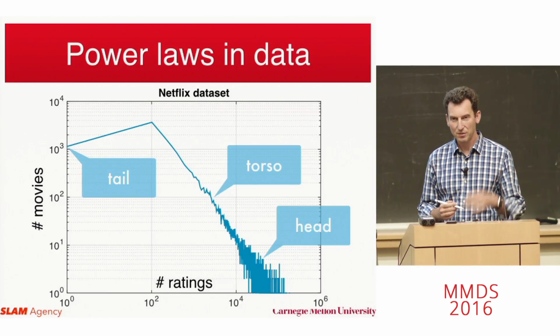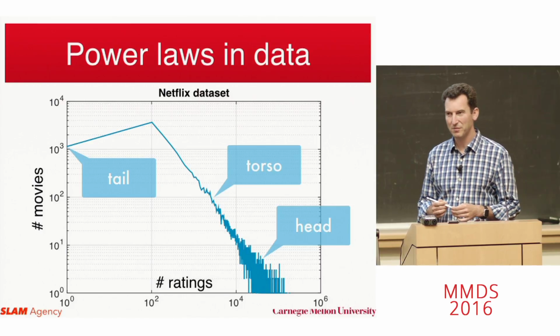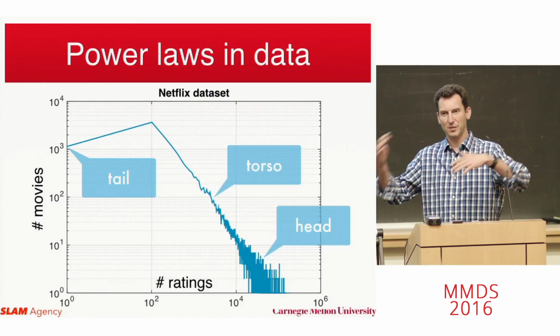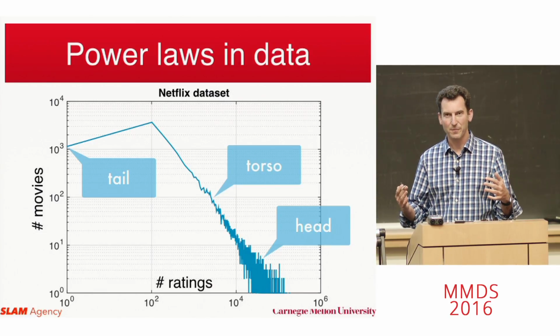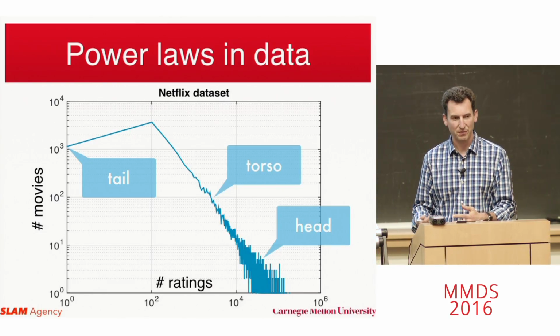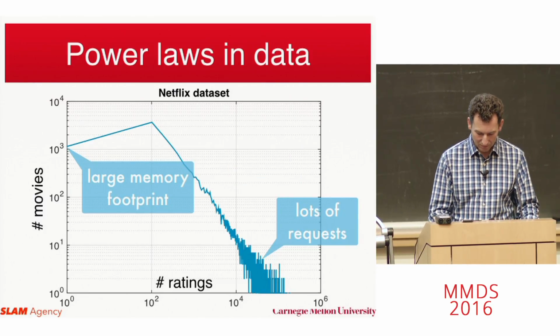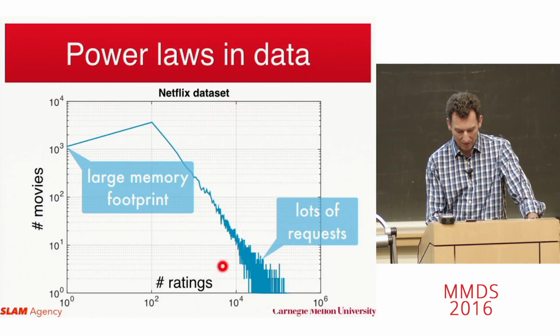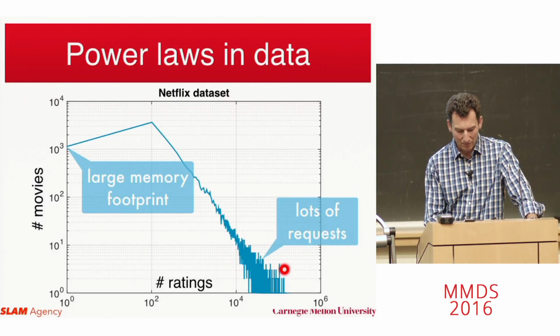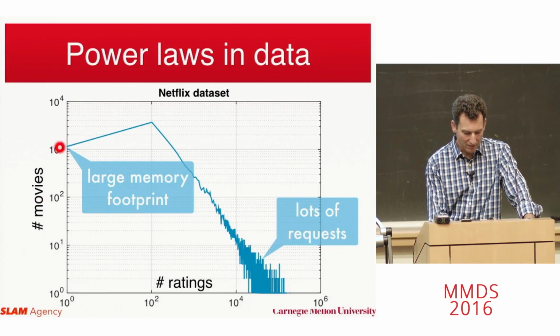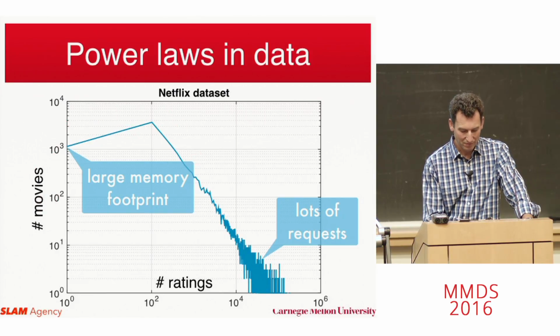But actually, you can take advantage of power laws, because power laws mean that the matrices that you're dealing with, let's say the recommender matrix of users times movies, isn't just sparse. It's sparse with a lot of structure. And you want to take advantage of this. So let's look at it. Well, this really means I will have a lot of requests to know about the movies that are very common. And this is going to mess up my memory footprint.